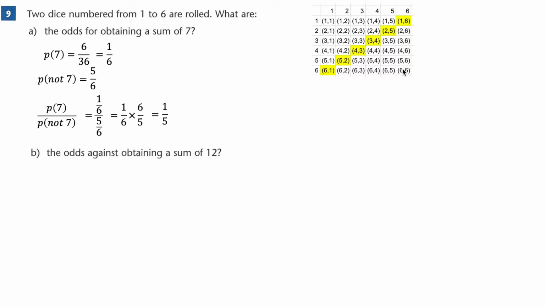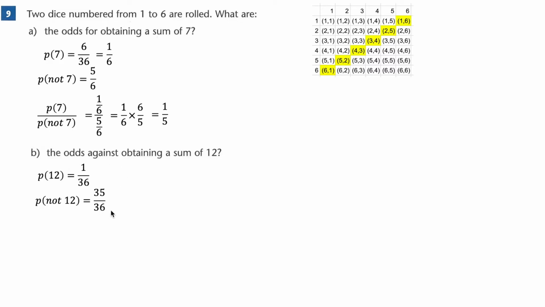There's only one sum of 12, and that's 6 and 6. The odds of getting a 12 is 1 out of 36. So the odds of not getting a 12 is going to be 35 out of 36. The probability of getting 12 is 1 out of 36. The probability of not getting 12 is 35 out of 36. It's 35 out of 36 because we're saying the odds against.